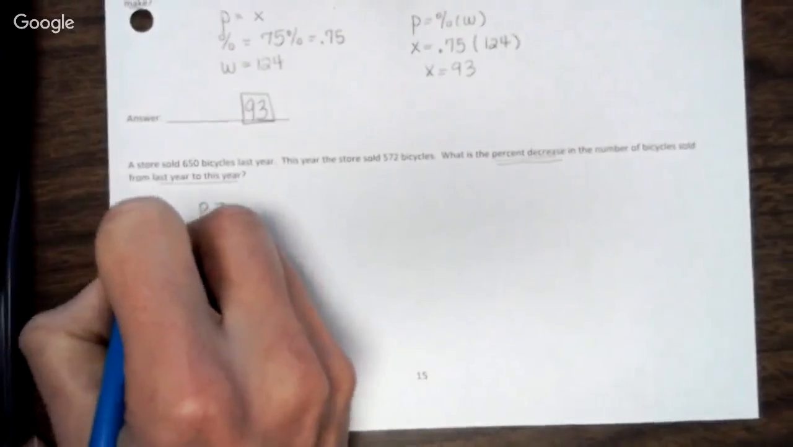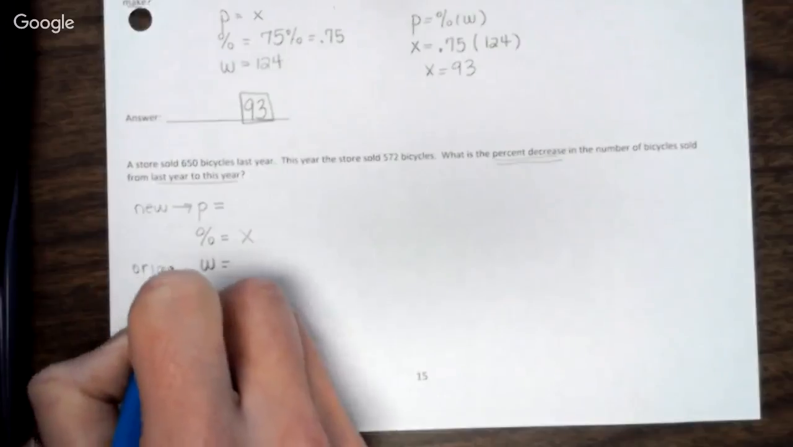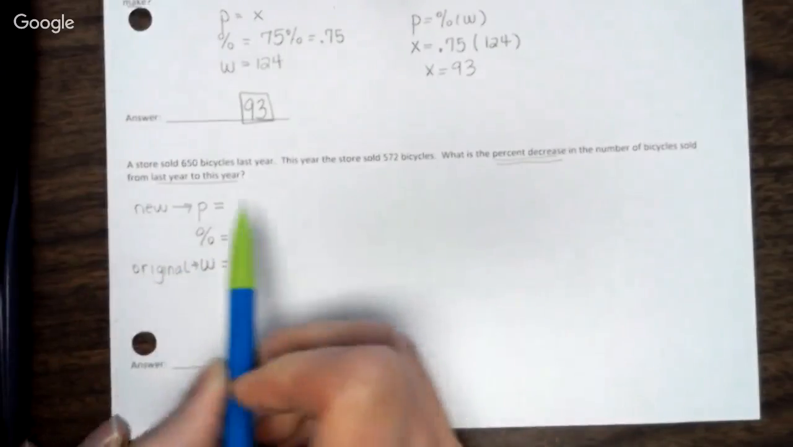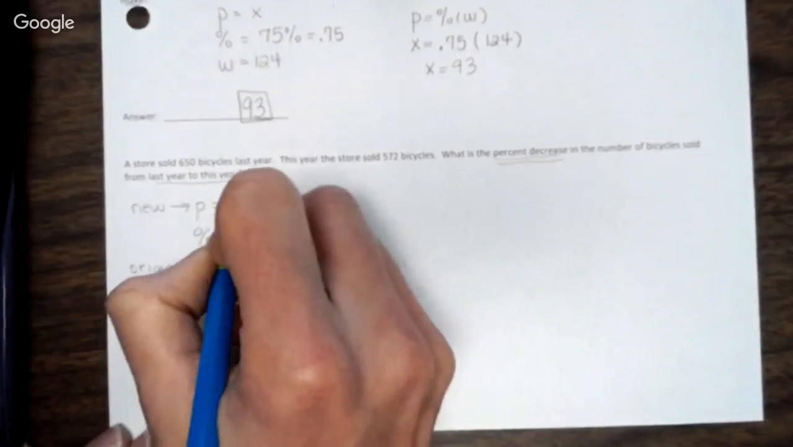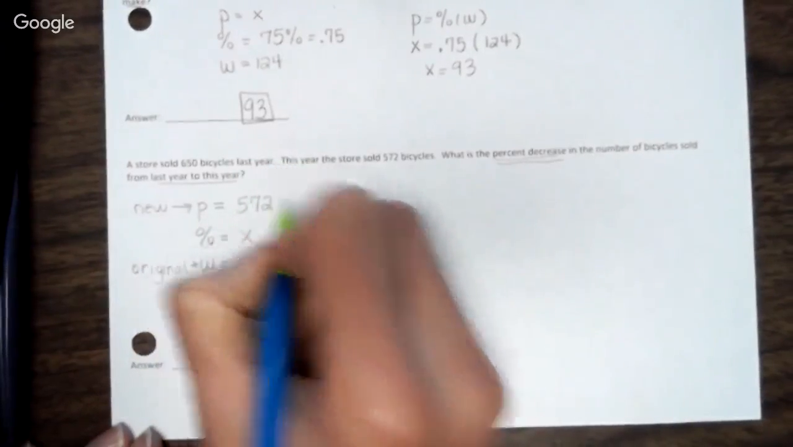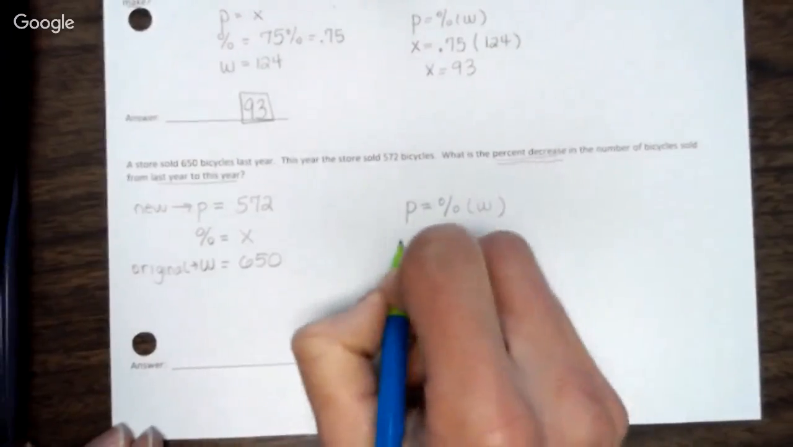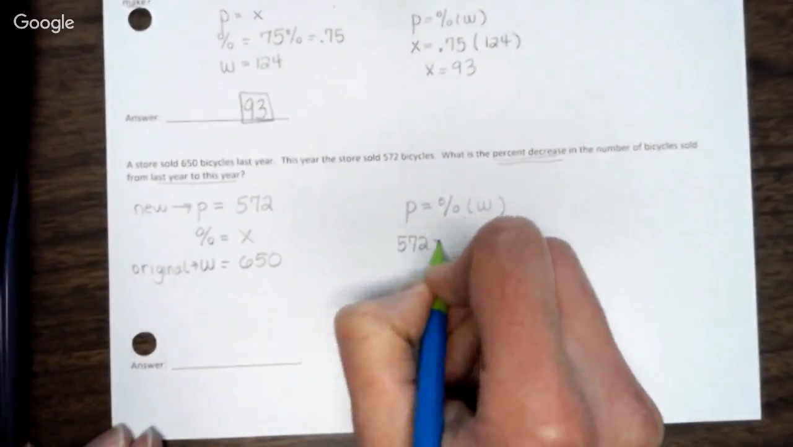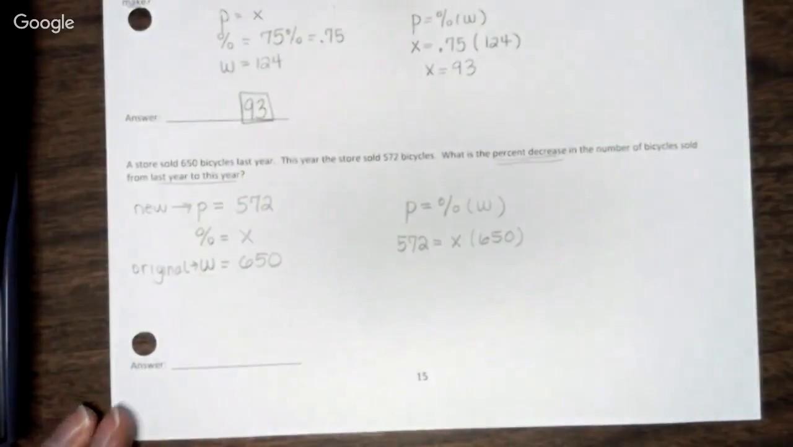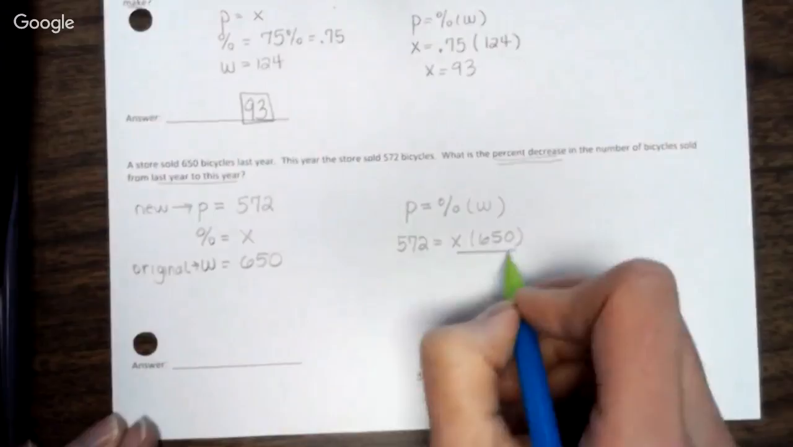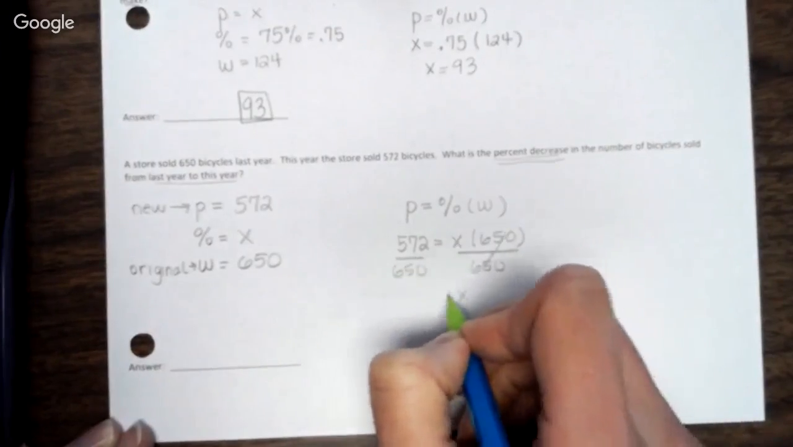I'm going to remind you that the part is always your new. Your whole is always your original. So original would be last year, which would be 650. This year would be the new, which is 572. All right, so let's do the math on this. We have 572 as our part, 650 as our whole, and we're trying to find the percentage. So I'm going to divide both sides by 650.